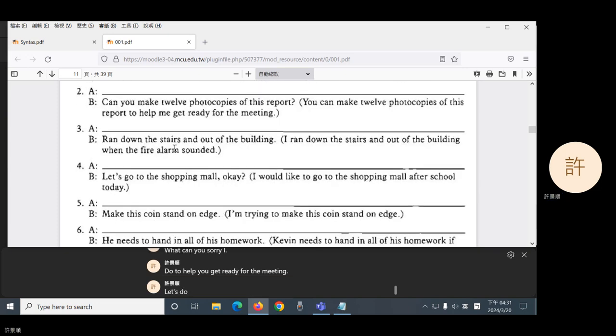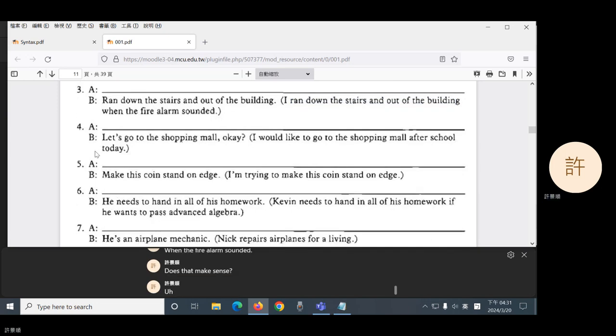Let's do one more. I ran down the stairs. So what did you do when the fire alarm sounded? Does that make sense? Okay, let's ask somebody to help us with number 4. We can think about it together.